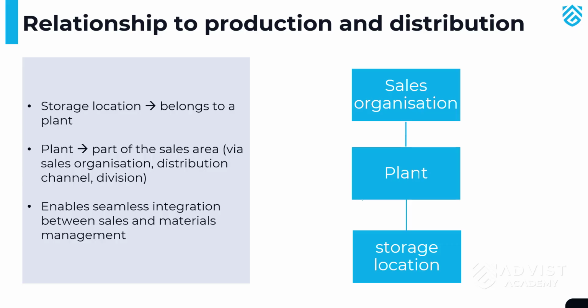Storage locations can also be assigned addresses in the SAP system. This is particularly important when warehouses are physically located in different places. It allows goods movements to be controlled precisely and shipments to be made directly from the relevant warehouse.